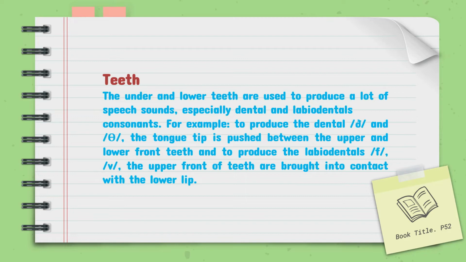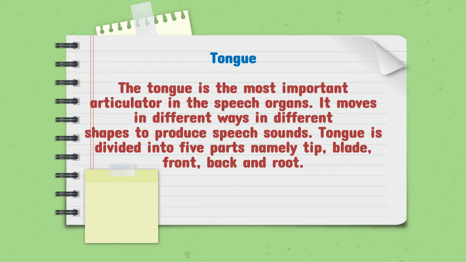Teeth. The upper and lower teeth are used to produce a lot of speech sounds, especially dental and labiodental consonants. And next, tongue. The tongue is the most important articulator in the speech organs. It moves in different ways and different shapes to produce speech sounds. The tongue is divided into five parts, namely tip, blade, front, back, and root.